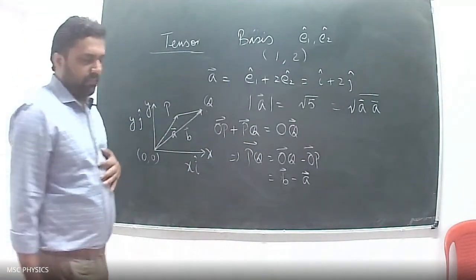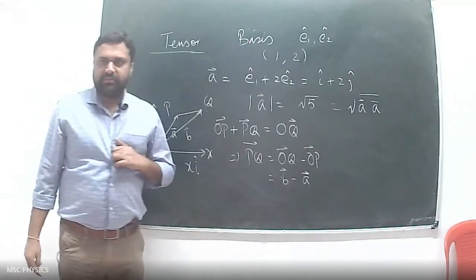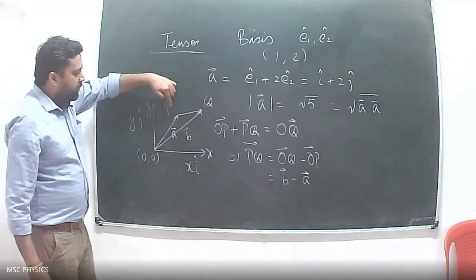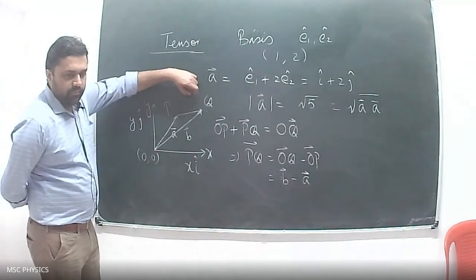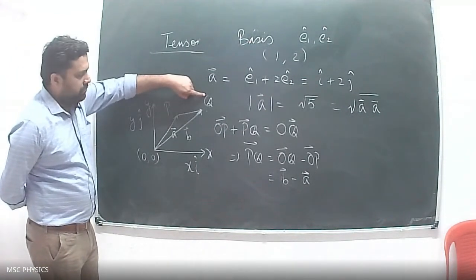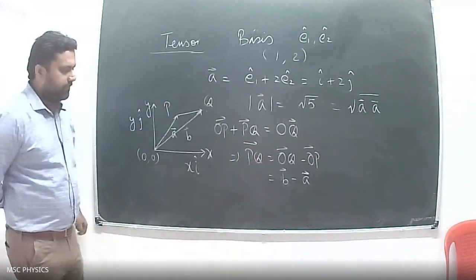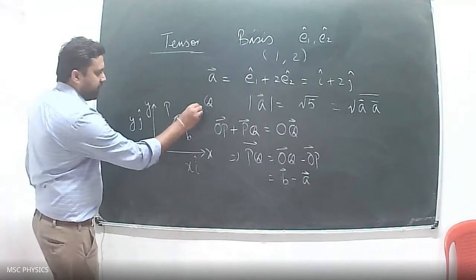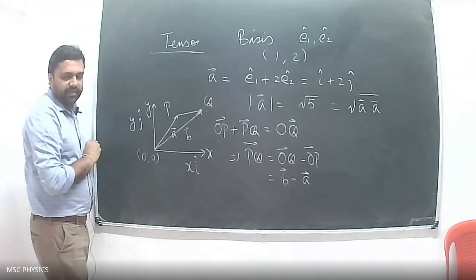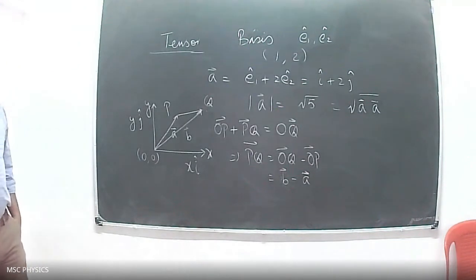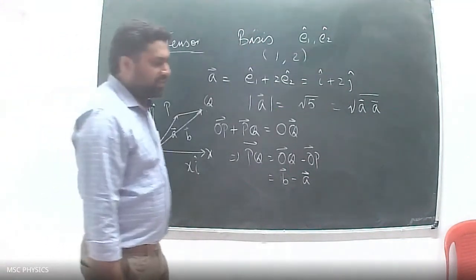This is used a lot in electricity and magnetism. I'll tell you how. So this vector is pointing from P to Q. From P to Q. Right? And this is how we found it out. OQ minus OP. If I want another vector pointing from Q to P, then I will take A minus B. Right? So where is it used in electricity and magnetism?